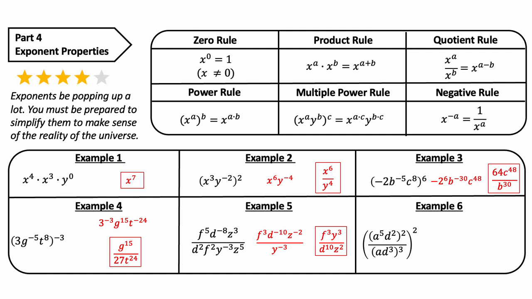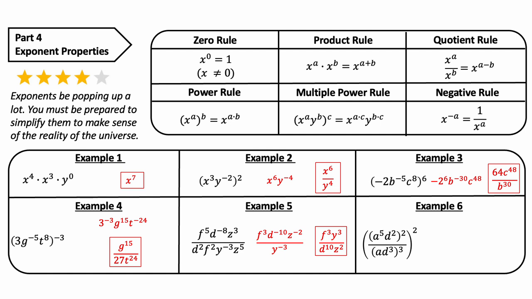Those are both being raised to the second power. And then in the denominator, a times d to the 3, both being raised to the third power. And then everything is being raised to the second power. So what we're going to do here is just follow the power rule twice. Let's start on the outside and work our way in.